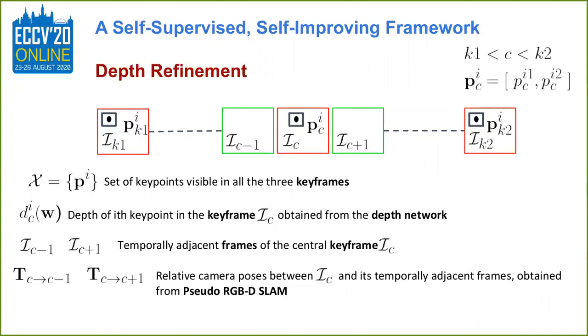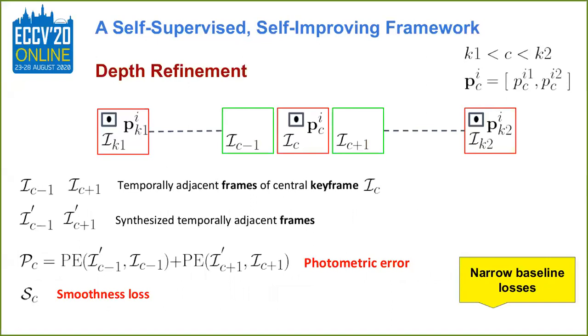These relative poses are obtained from the SLAM. We use the network predicted depth and the SLAM output camera poses, along with the known camera intrinsic matrix, to synthesize the temporally adjacent frames. Let I prime be the corresponding synthesized frames. We can compute the photometric error PC between true and the synthesized adjacent frames.